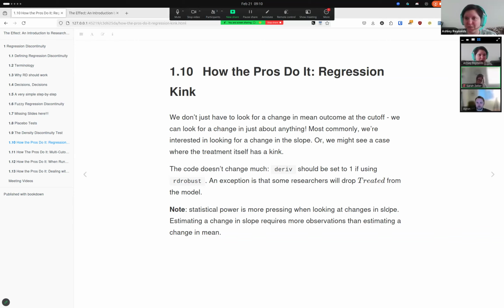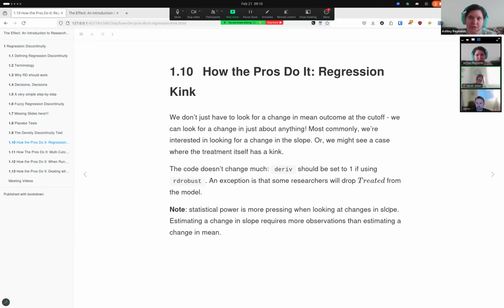The most common alternative to looking at the mean of the outcome at the cutoff is looking at a change in the slope. So basically, is the nature of the relationship actually changing at the cutoff? There are also cases where we might want to see if the treatment itself has a kink.